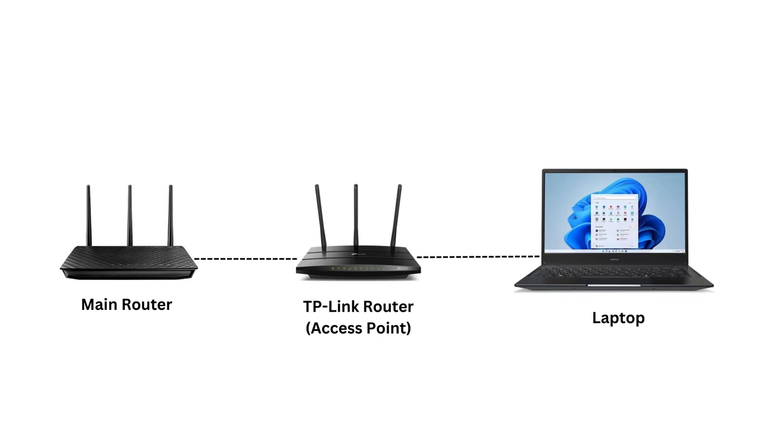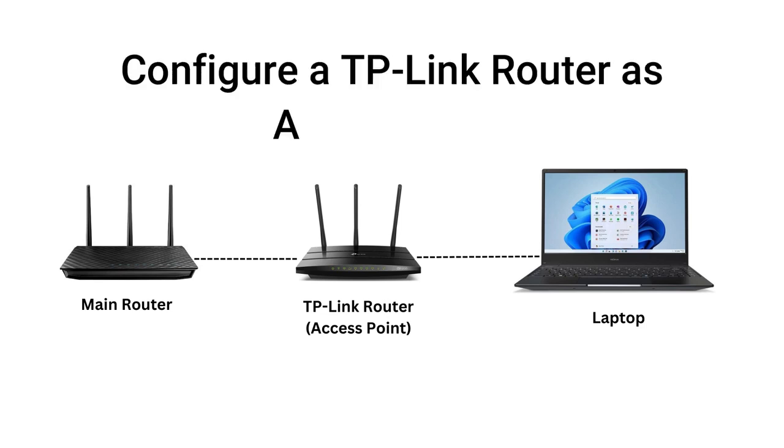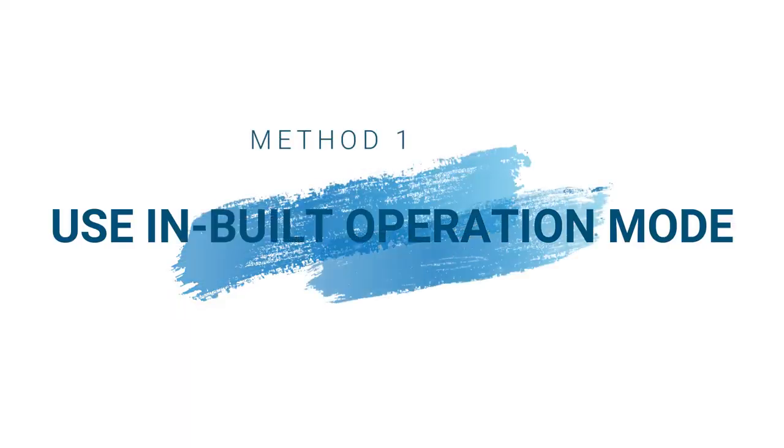If you have a TP-Link router, you can use it as an access point to increase the range of your existing network. In this video, I'll show you two easy methods to configure a TP-Link router as an access point. Method 1. Using inbuilt operation mode.